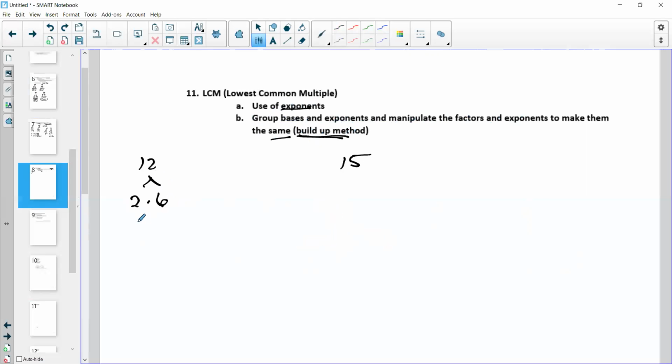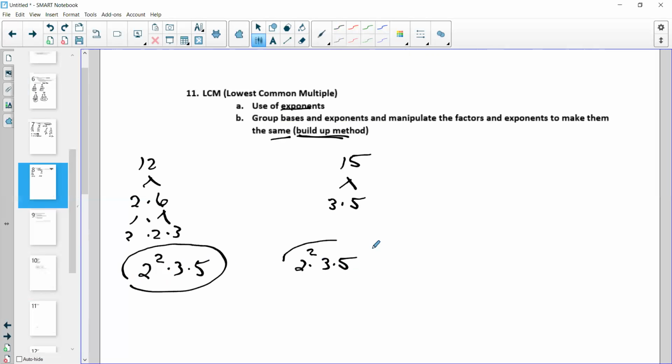So here's 2 times 6 and 2 times 3. So I actually have 2 to the second times 3. For 15, I have 3 times 5, and they're both prime. So I have 3 and 5. So what I mean by build up, we're just going to figure out what each side needs that the other has. Well, this one's 2 to the second. This doesn't have a 2 as a factor at all, but we're going to build that up, and we're going to give this 2 to the second. This one has a 3 as a factor. This one has a 3 as a factor. 15 has a factor of 5. 12 does not. So we're going to increase that so that they are both the same.